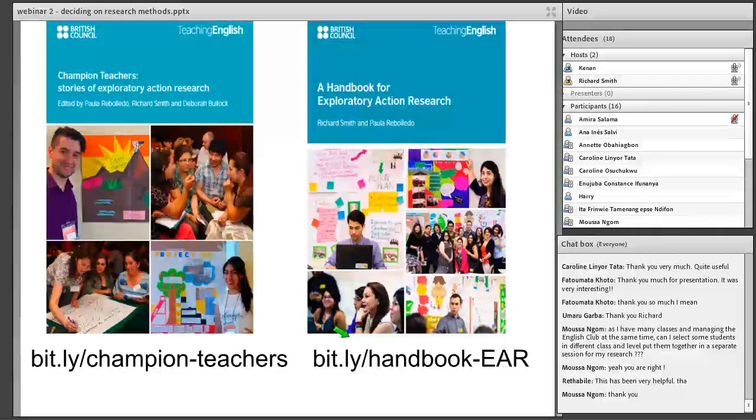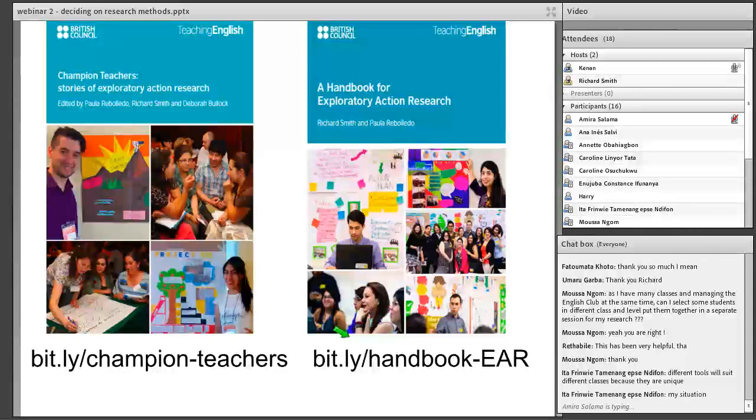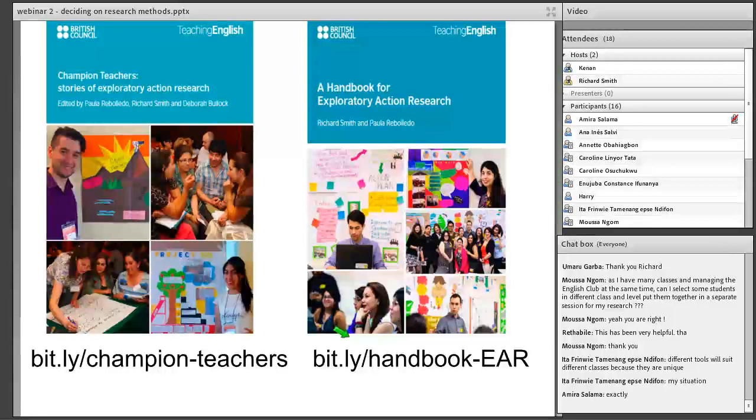And you can't do research with too many different classes all at once. I would focus on one class, all of you actually, and see how it goes. And then maybe in the future, if you find it useful, you can do something with other classes. I kind of agree that different tools and different research questions even will suit different classes. You have different problems in different classes.